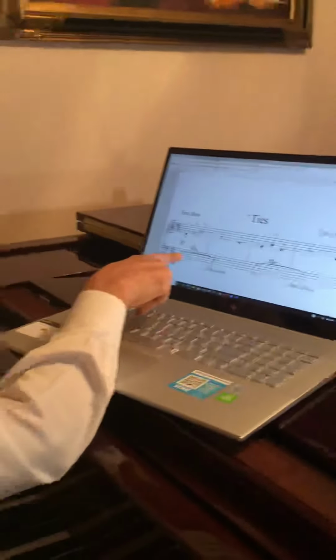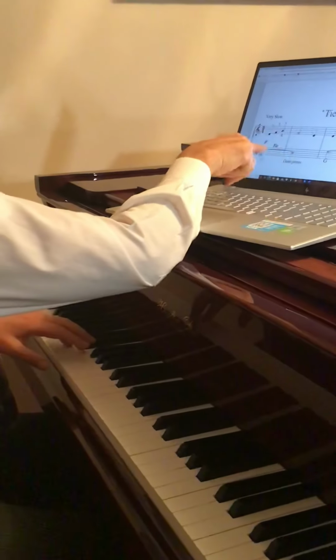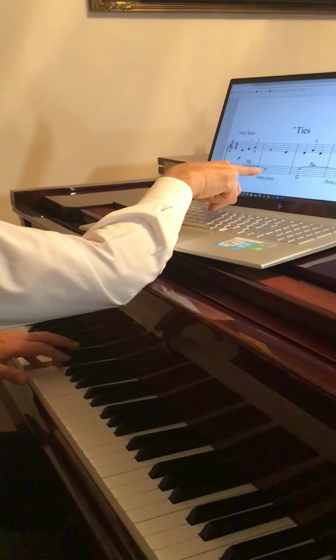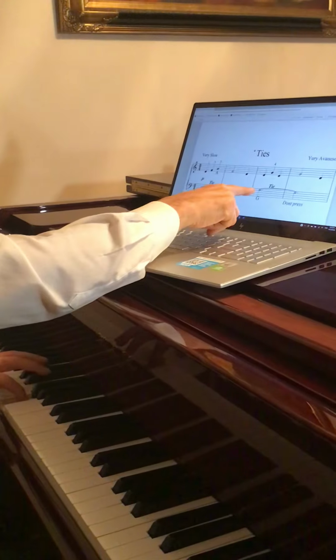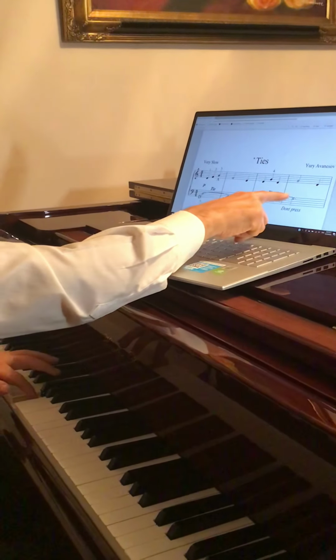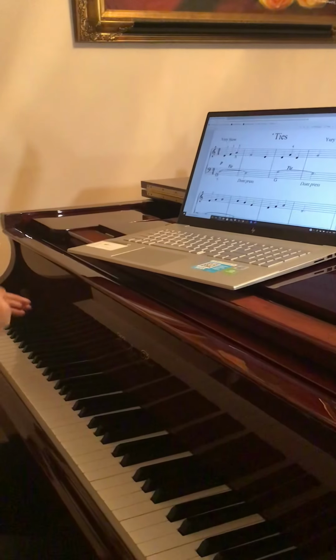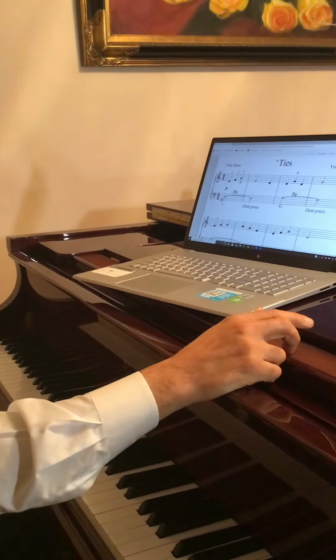You have to press only one time, and you have to count for two measures. 1, 2, 3. 1, 2, 3. Another time. 1, 2, 3. 1, 2, 3. As you have noticed, I didn't press twice, only one. Yes, that means the tie.